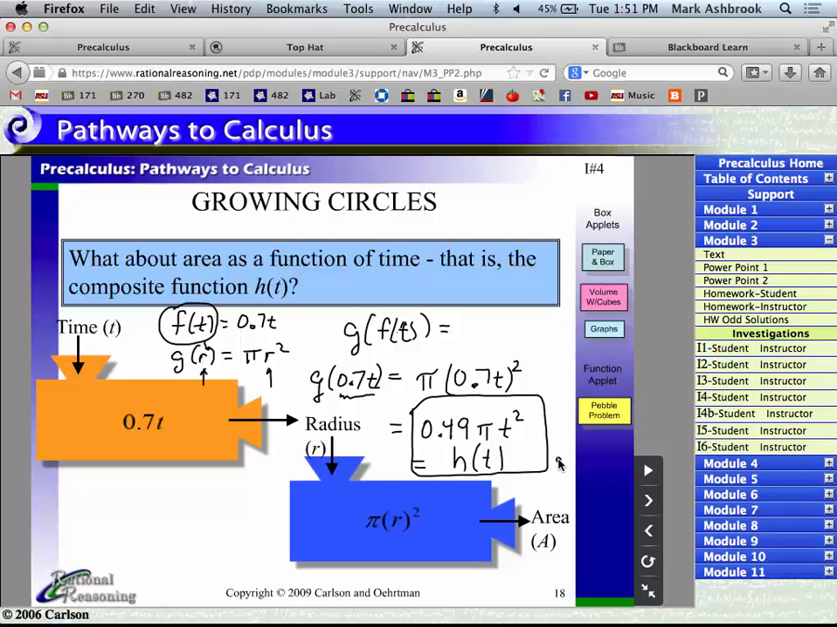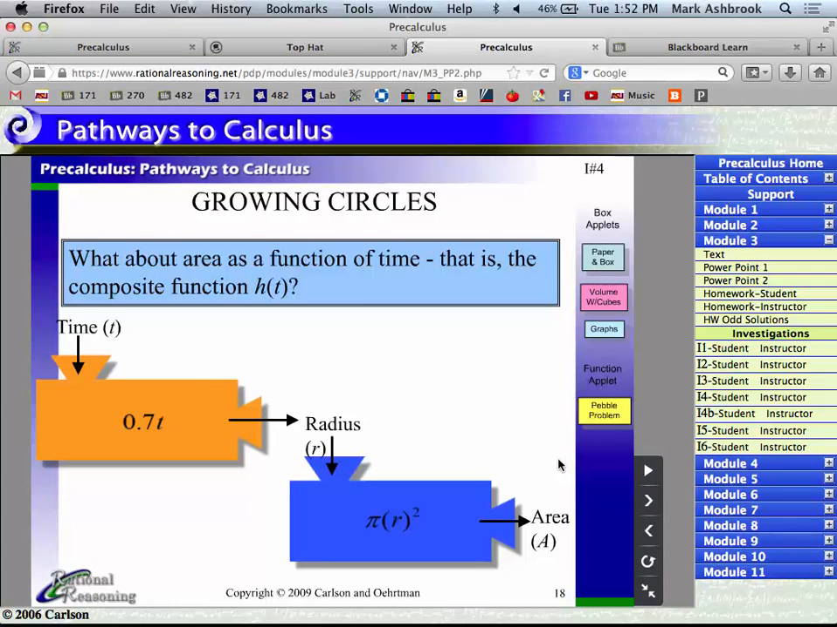Tim, what's the output? Area after t seconds. That's right. The output's the area of the circle for an input of t seconds. So we took this two-step process and made it into one big machine that takes the initial input time, bypasses the middle, eliminates the middleman and goes straight to area. And that's the idea of function composition.